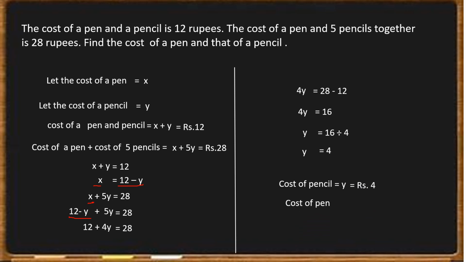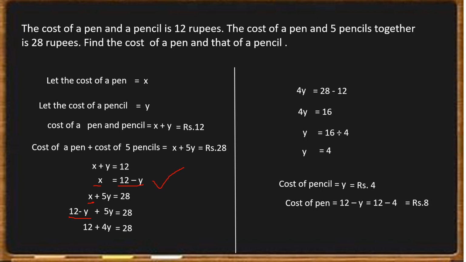And then cost of pen. What is cost of pen? It's 12 minus y, isn't it? From which step? From this step, x equal to 12 minus y. So we get it as 12 minus 4, which is equal to rupees 8.